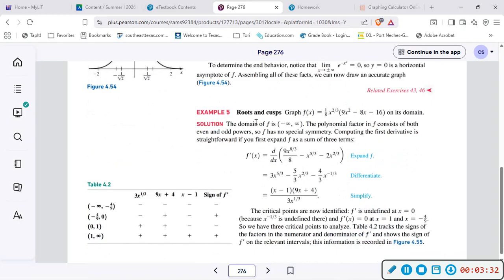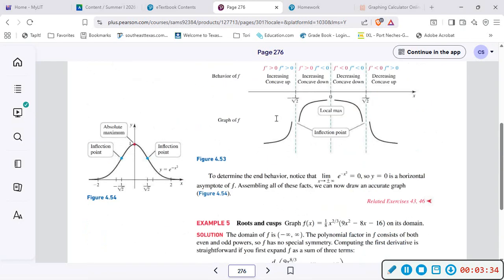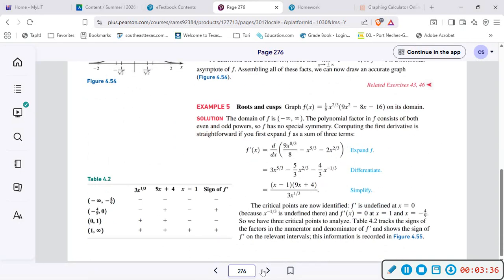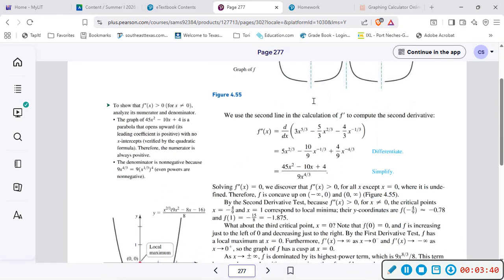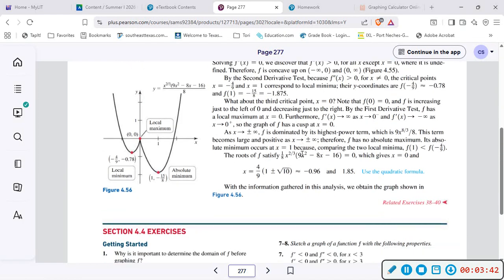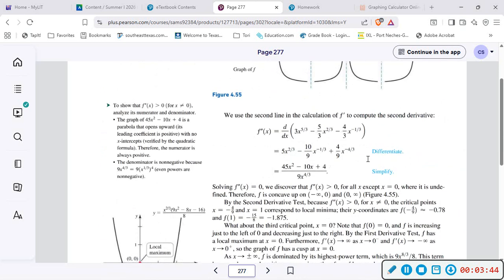Just going through all the examples to make sure there's nothing surprising that pops up, making sure we hit all the topics. It's a lot of repetitive doing derivative tests. All right, so with that, we're going to jump into MyMathLab and do some examples.